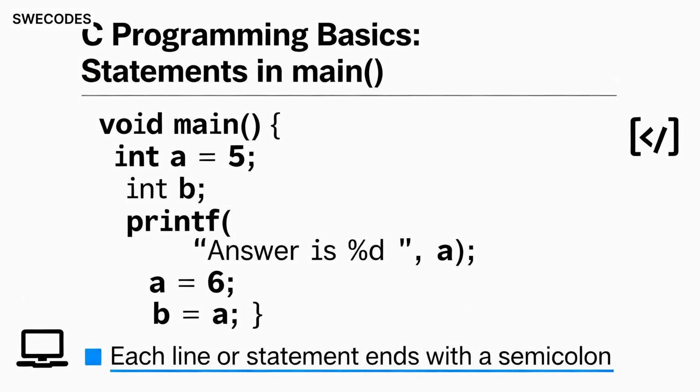Let's start simple. In C, everything inside the curly braces of main is a statement, an instruction the computer executes line by line.